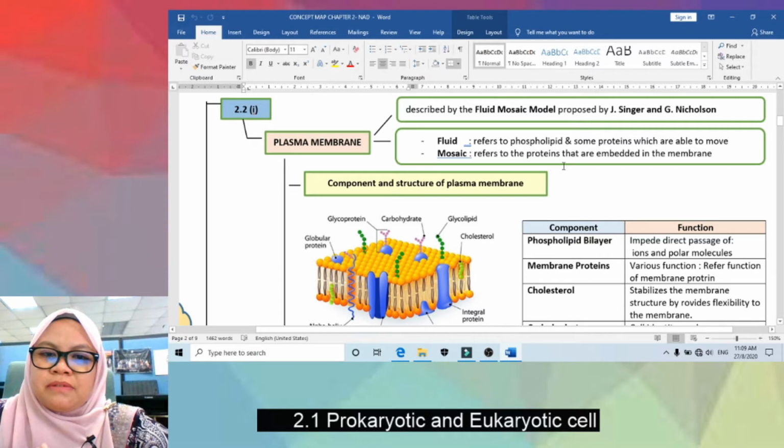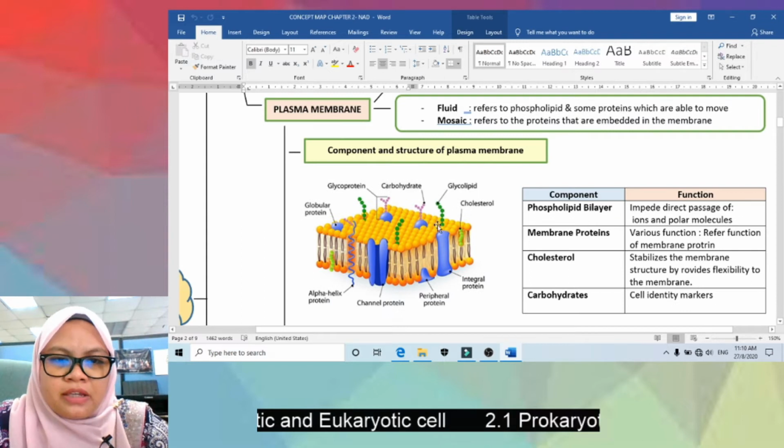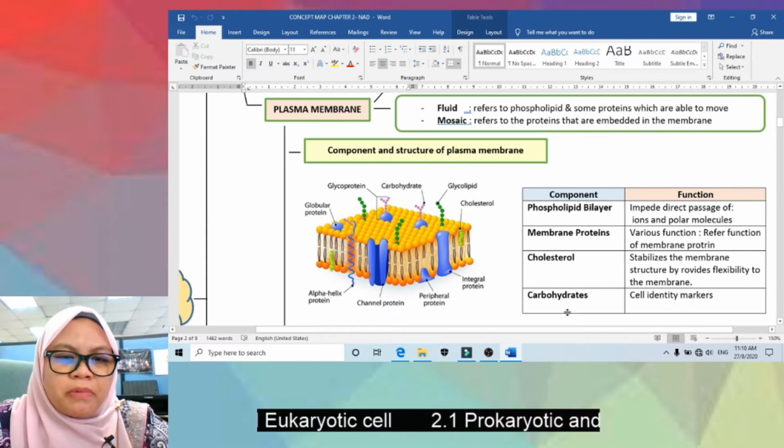Okay, so here are the components and structure of the plasma membrane. It has four components. First, the phospholipid bilayer. If there is only one layer, we call this a phospholipid. But here the first layer and here the second layer, so we call this the phospholipid bilayer. The function is to impede the direct passage of ions and polar molecules. It acts like a guard to filter who can cross and who cannot cross the cell.